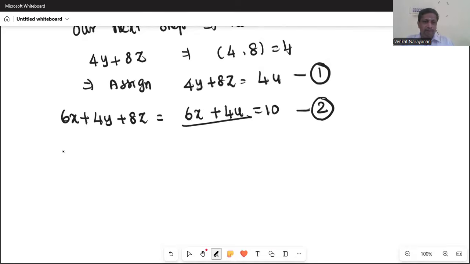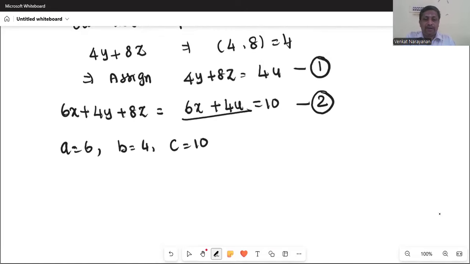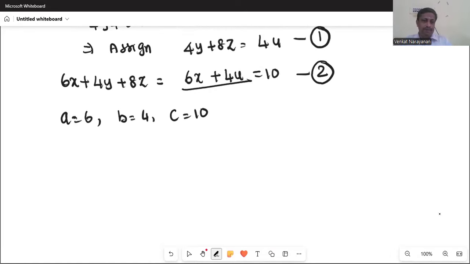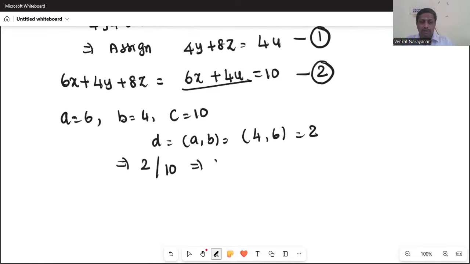In this problem, we can consider a equal to 6 and b equal to 4, c equal to 10, because it contains two variables. So we can use the previous notation ABC. Here, what is the d value? D is GCD of a comma b, which is 4 comma 6. The answer is 2. Definitely, d divides 10, so it is solvable.